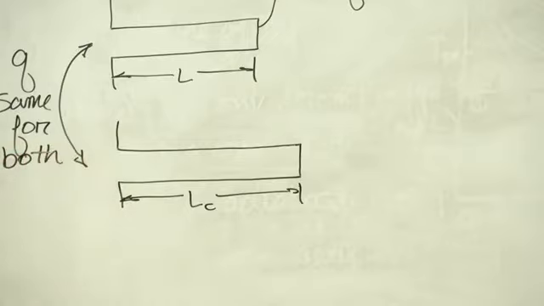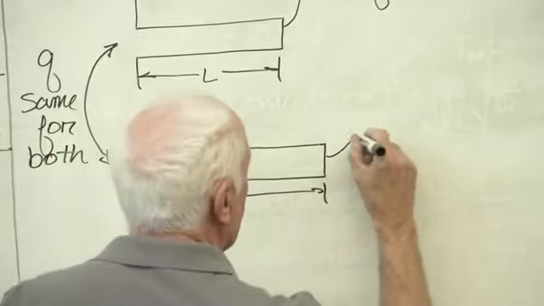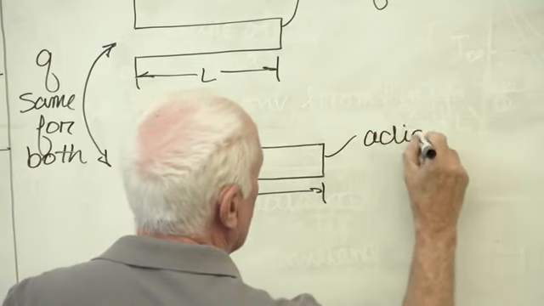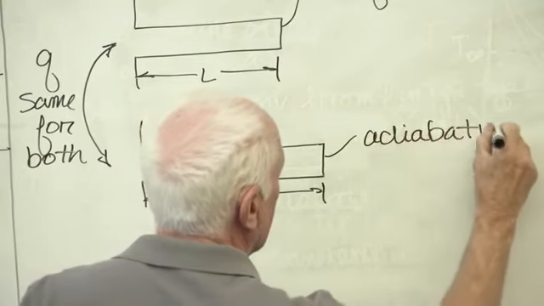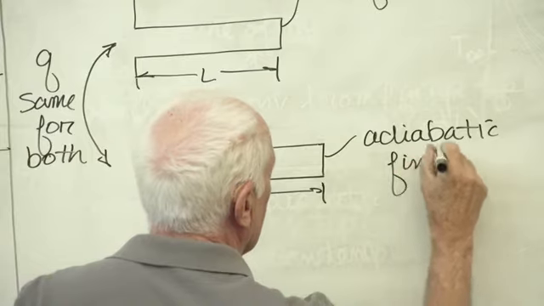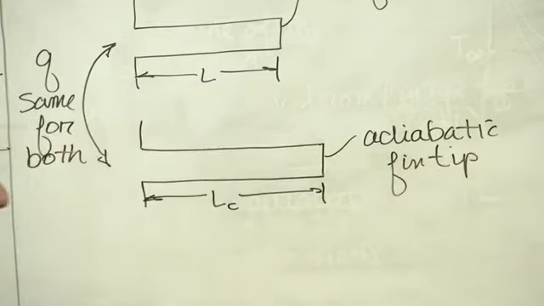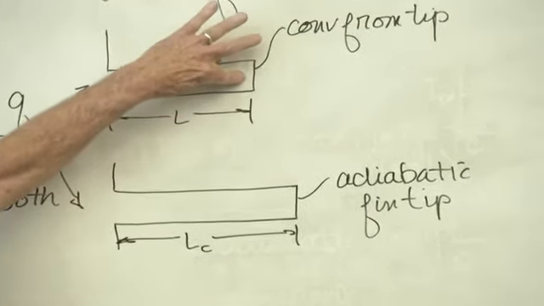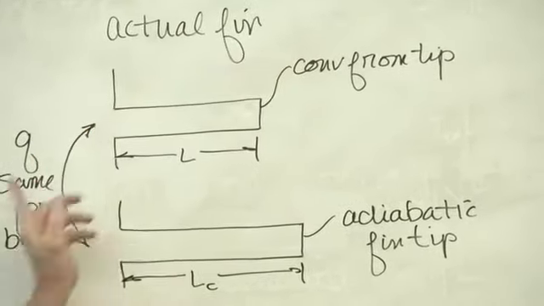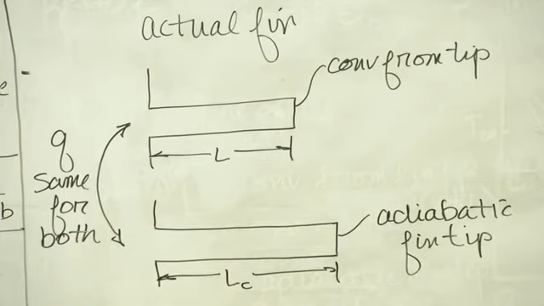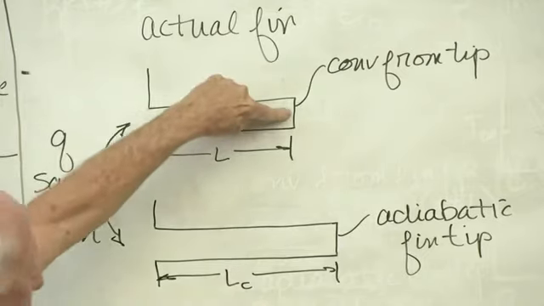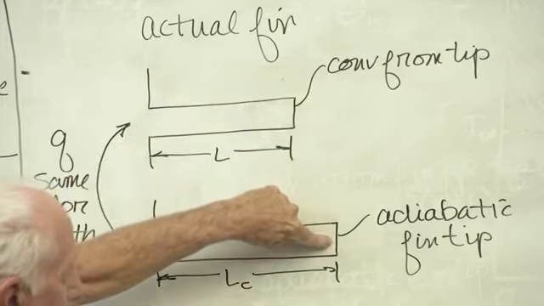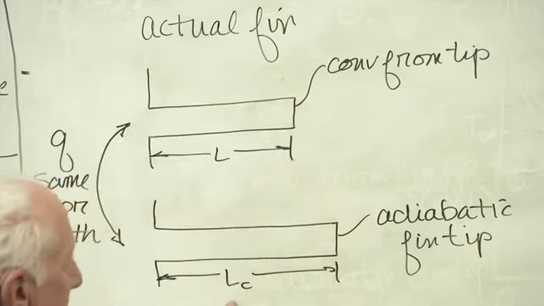This is adiabatic fin tip. This loses heat from the fin tip. To make it adiabatic and have the same heat lost by both fins, you've got to make the fin longer. You've got to make the fin longer to account for convection from this tip where this is adiabatic. That's what's called the corrected fin length.